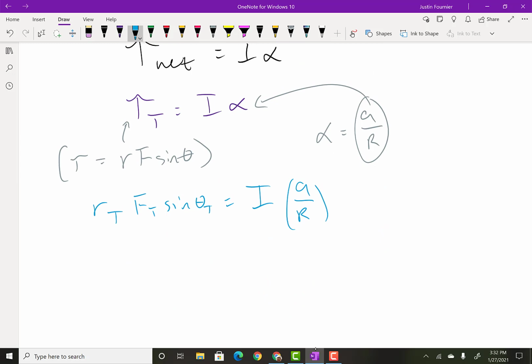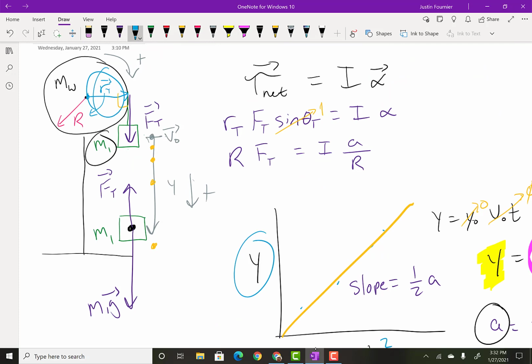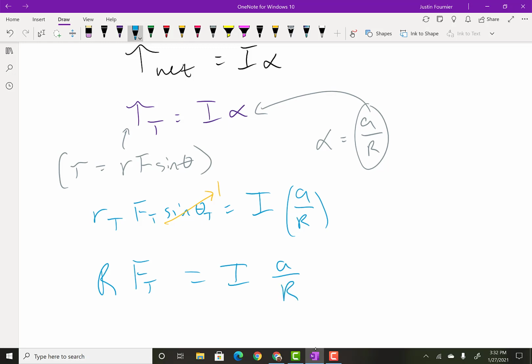And then I also have this radius, R_T. R_T is also the radius of the disk. We talked about that already. I'm kind of copying right here what I did. So this is going to be R, F_T, and then again, sine of theta_T in this case is 90. Sine of 90 is 1. So this is going to be the moment of inertia times A over R. I have R, I have A, I know those. Now I need to get F_T. If I can get F_T, I'll be able to calculate the moment of inertia.